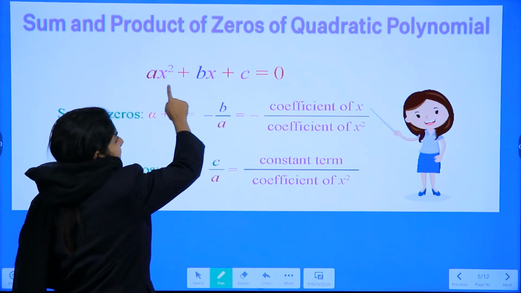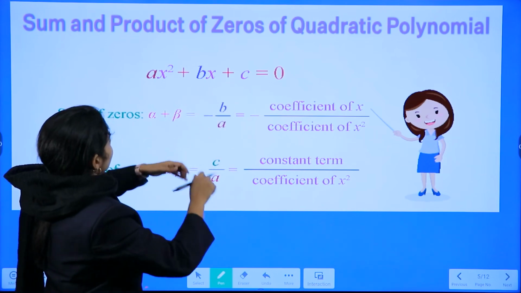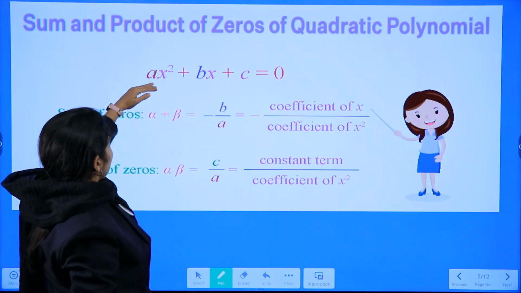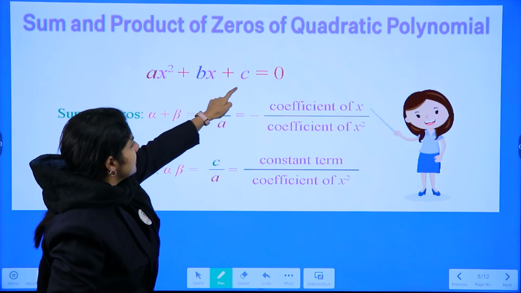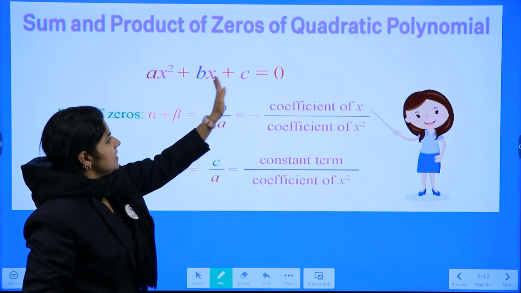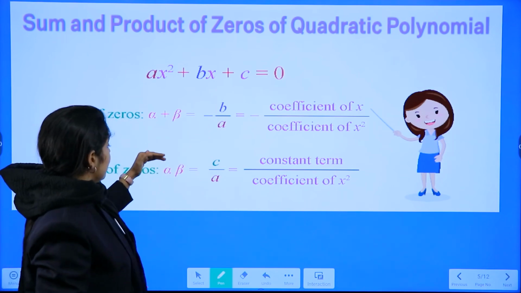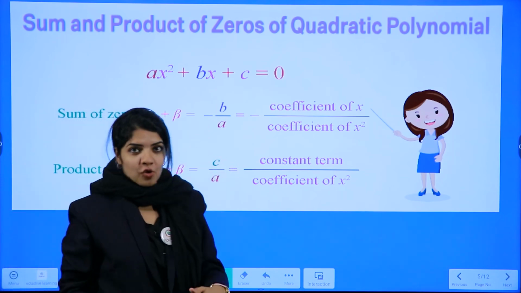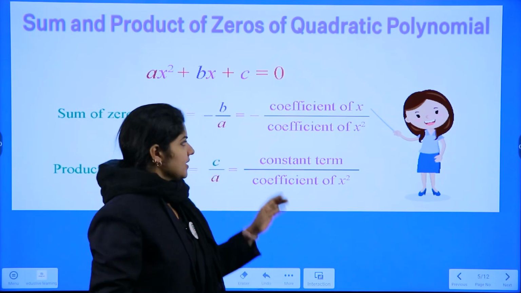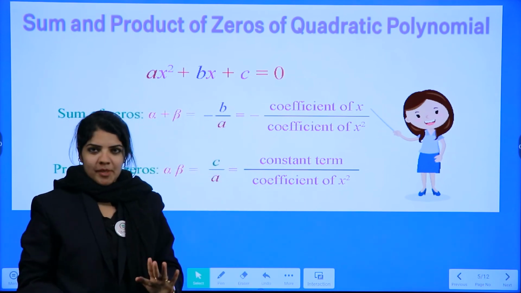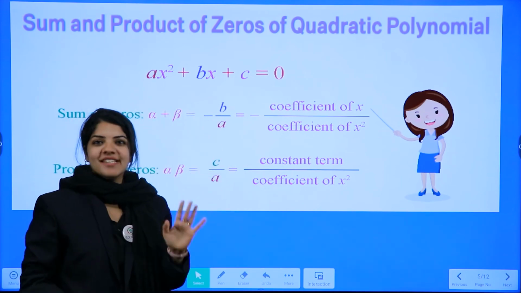And this is for the standard form of a quadratic equation given by ax square plus bx plus c equals 0. So if this is the standard form of a quadratic equation, we can find the sum and product of zeros by using these formulas. Sum is given by minus b by a and product is given by c by a.